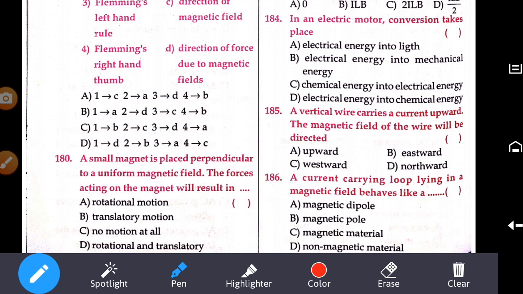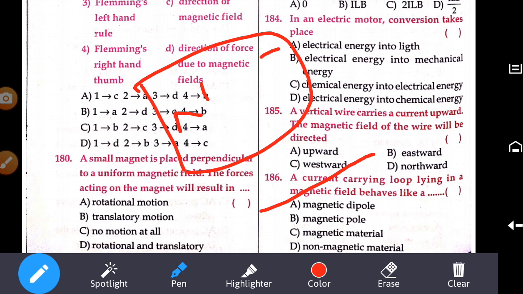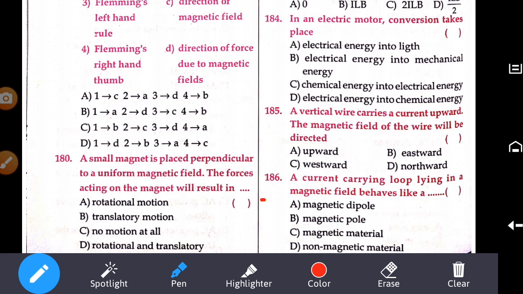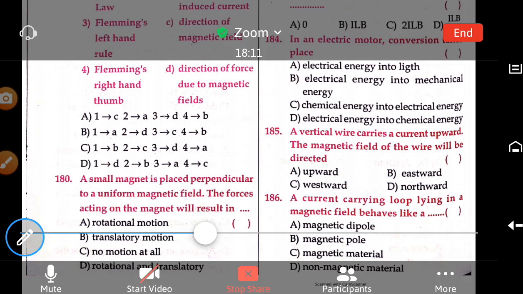A current carrying loop lying in a magnetic field behaves like a magnetic dipole. So what are dipoles? Two poles. Every magnet will have two poles, right? Those are called a dipole. So a current carrying conductor produces a magnetic field, so that conductor will act as a magnet, which will have two poles. It is called a magnetic dipole. Option number A.